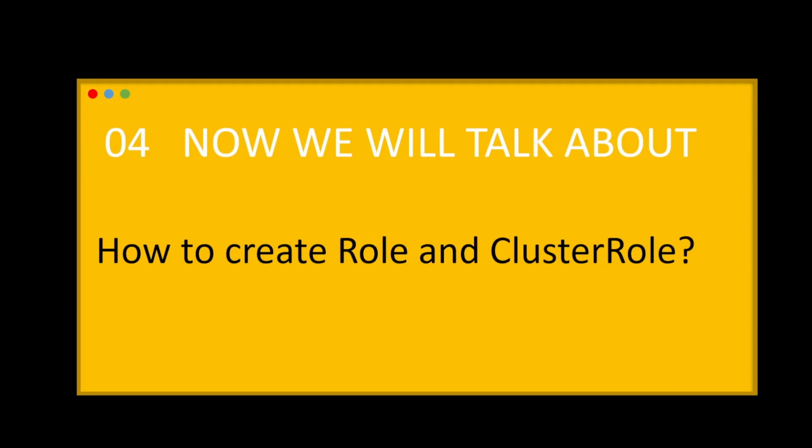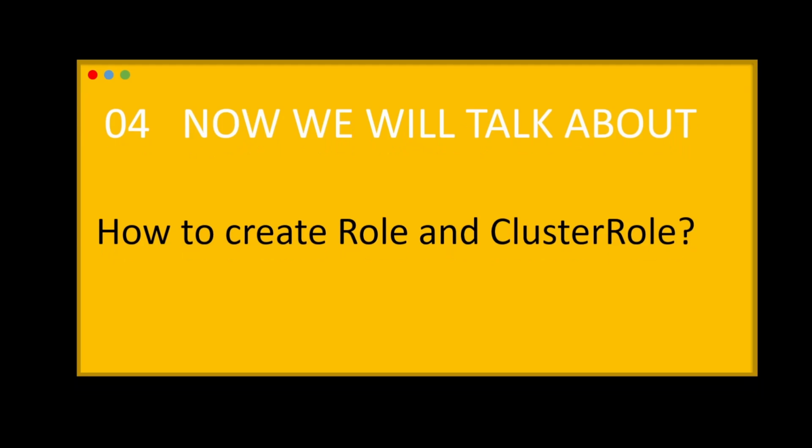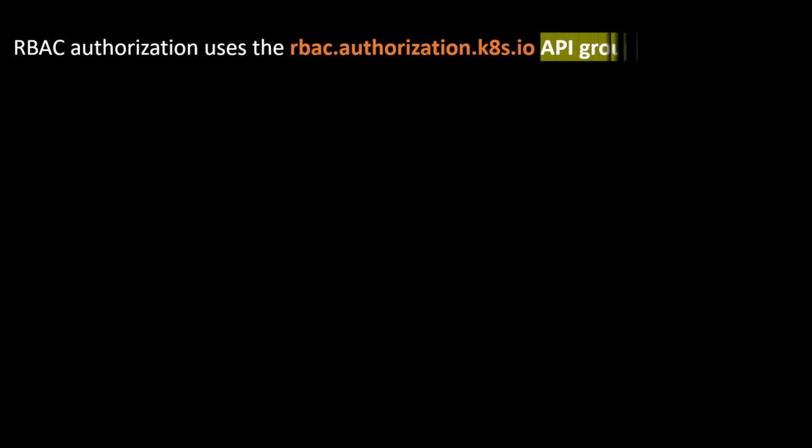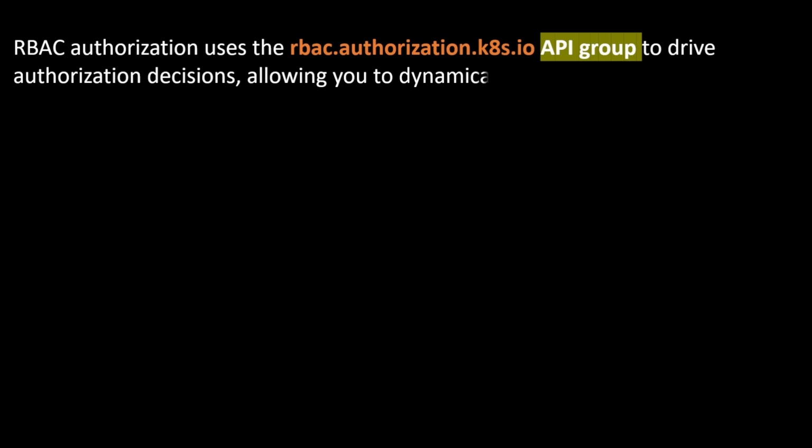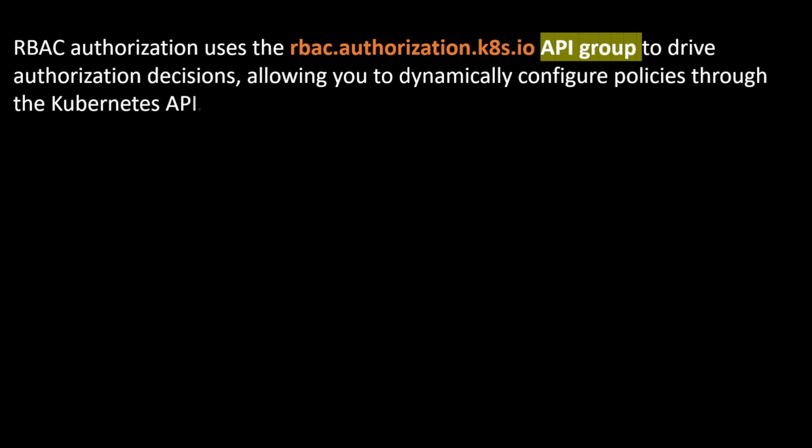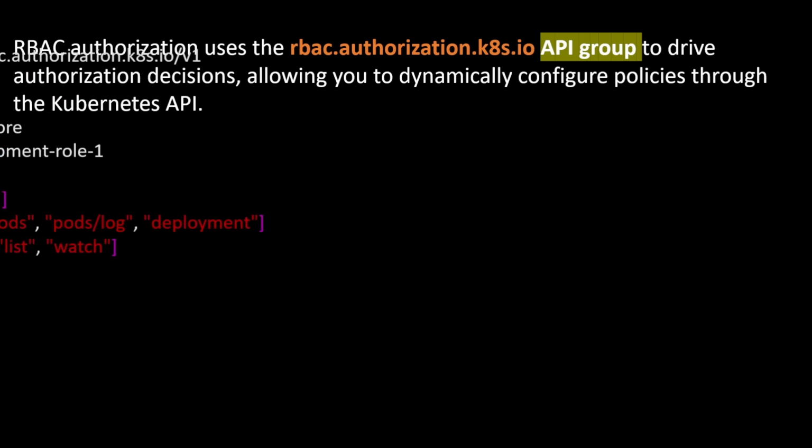We now understand what these objects are. So now, how to create these roles? RBAC authorization uses the rbac.authorization.k8s.io API group to drive authorization decisions, allowing you to dynamically configure policies through the Kubernetes API. This is our simple role manifest file.